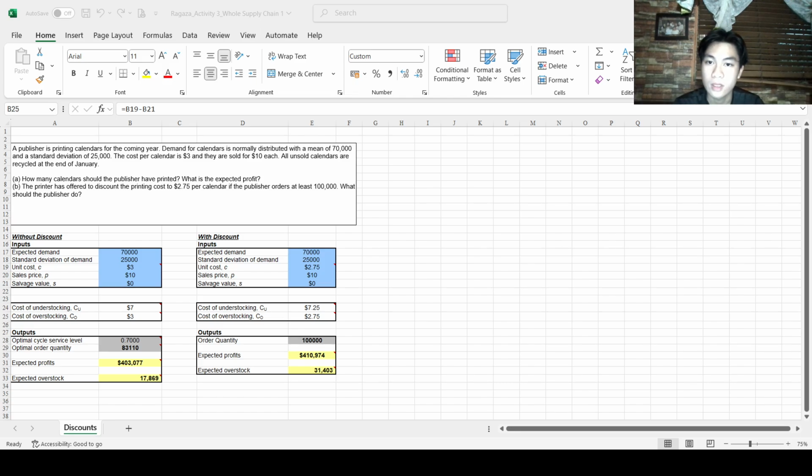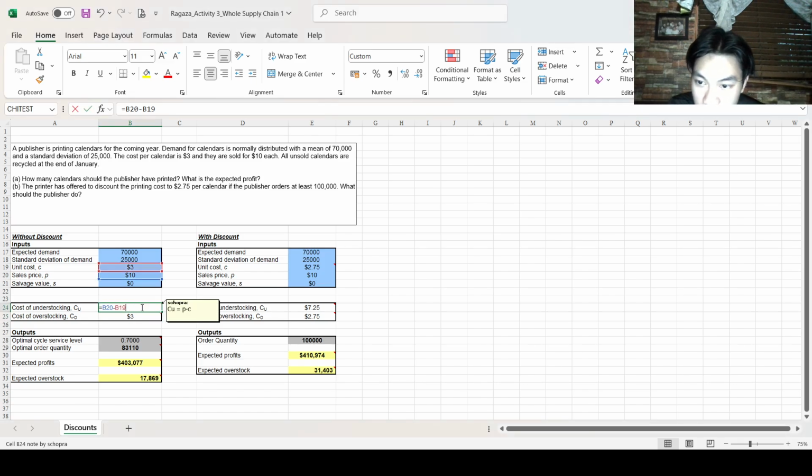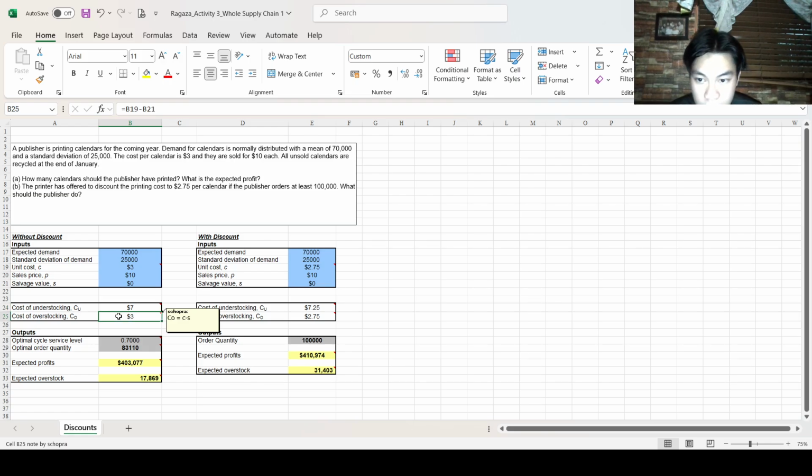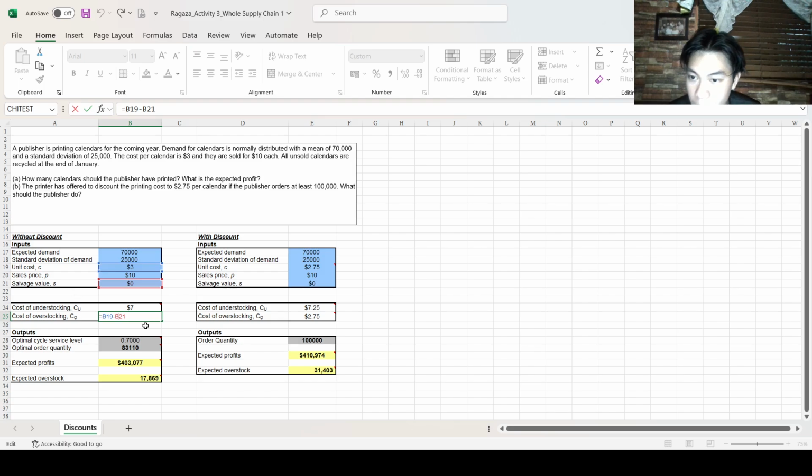Moving on to the cost of understocking, denoted as CU, this is $7. This is achieved by taking the sales price and subtracting the unit cost, which arrives at $7. And then the cost of overstocking, denoted as CO, arrives at $3, which is achieved by taking the unit cost and subtracting the salvage value.